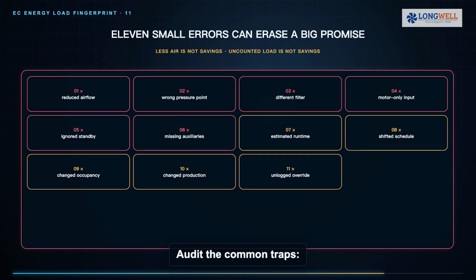Audit the common traps: reduced airflow, a different pressure point, unequal filters, motor-only metering, ignored standby or auxiliaries, estimated runtime, shifted schedules, changed occupancy or production, and unrecorded manual overrides. One missing boundary can turn a large claimed percentage into a weak comparison.